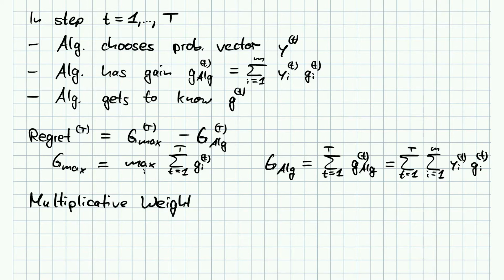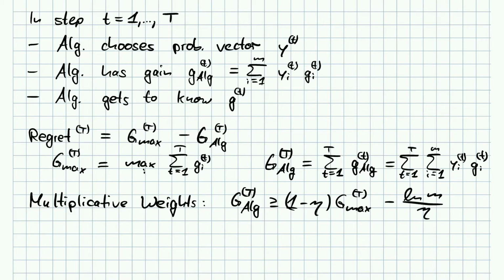And the multiplicative weights algorithm will guarantee us that the gain it is getting in these capital T time steps is at least (1 minus eta) times the gain of the best action minus ln m over eta. Recall that today m is the number of actions or number of experts and not n.